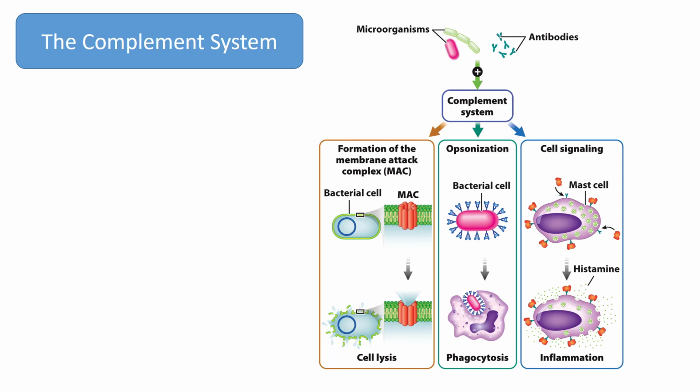Activation of the complement system has three effects. The most dramatic is breaking open cells, or lysis. Complement proteins form a membrane attack complex, or MAC, that makes holes in bacterial cells. The complement system also targets pathogens for phagocytosis by coating bacteria with a protein that phagocytes recognize, a process called opsonization.